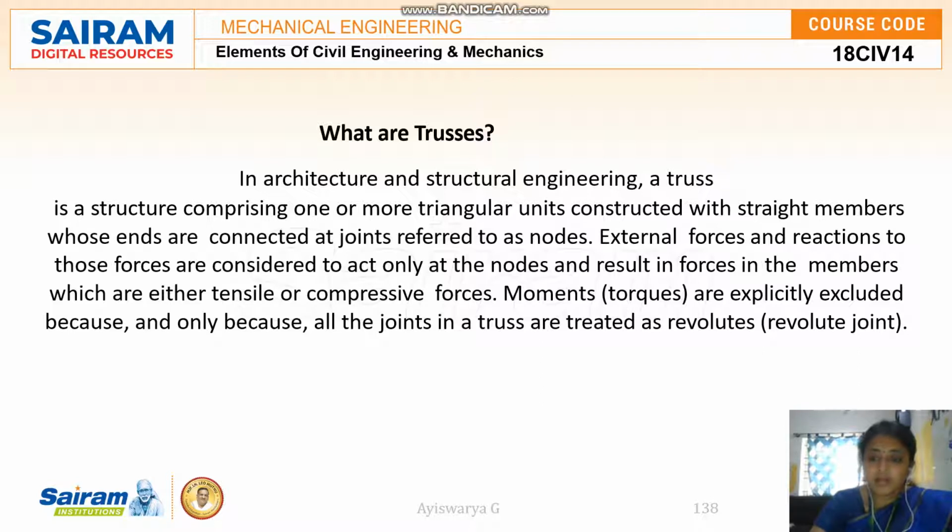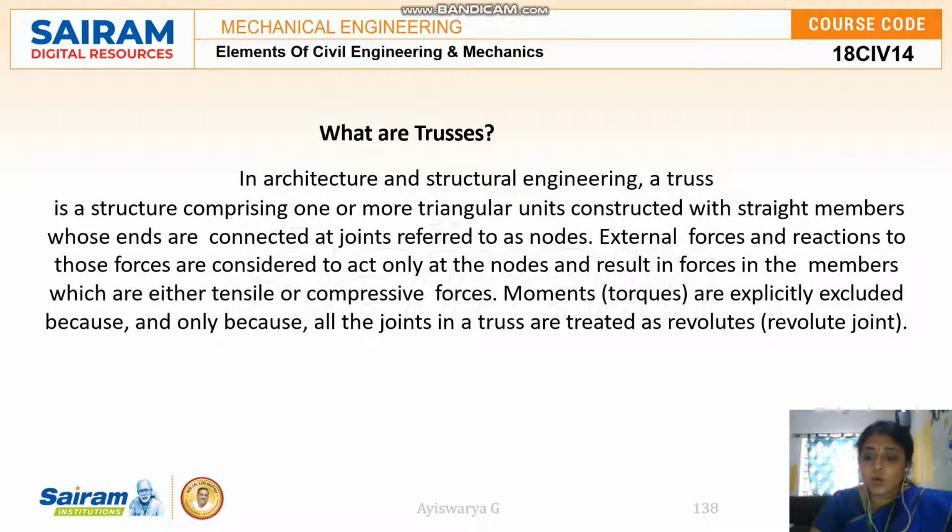So what is meant by trusses? In architecture and structural engineering, a truss is a structure that comprises one or more triangular units constructed with straight members whose ends are connected at joints, referred to as nodes. External forces and reactions to those forces are considered to act only at the nodes, and they result in forces in the members which are either tensile or compressive.